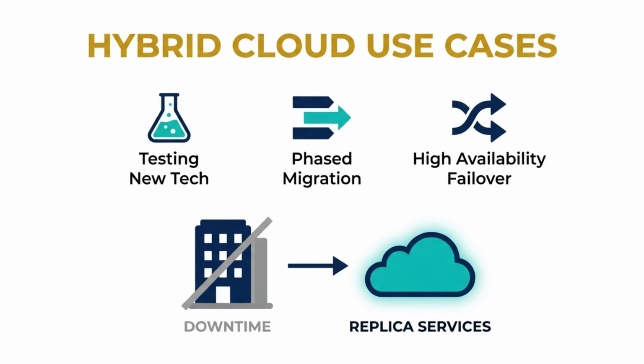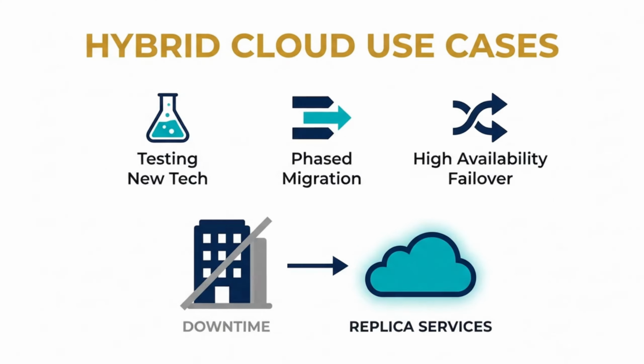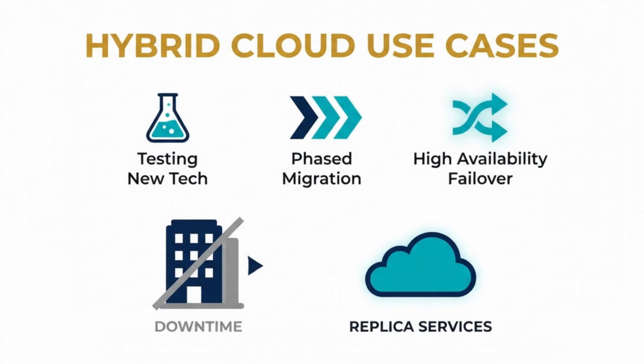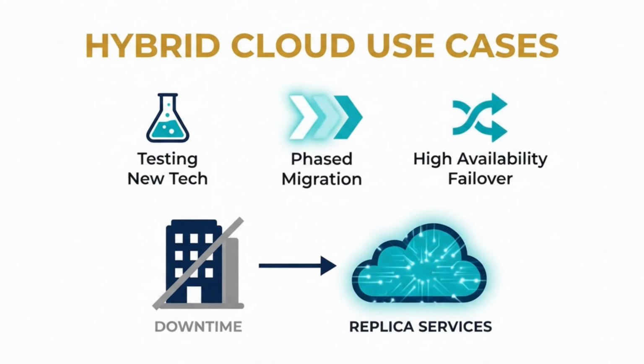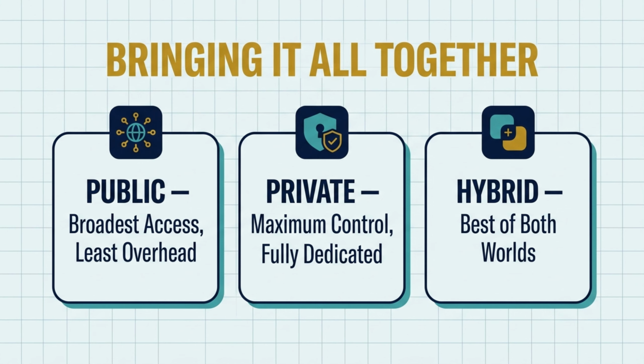Hybrid deployments are also useful for testing new technologies or adopting a phased migration approach, minimizing disruption to your business while migration is underway. High availability solutions can also be built this way. For example, if your on-premises infrastructure experiences downtime, traffic can be redirected to replica services hosted with your public cloud provider. So let's bring this together.